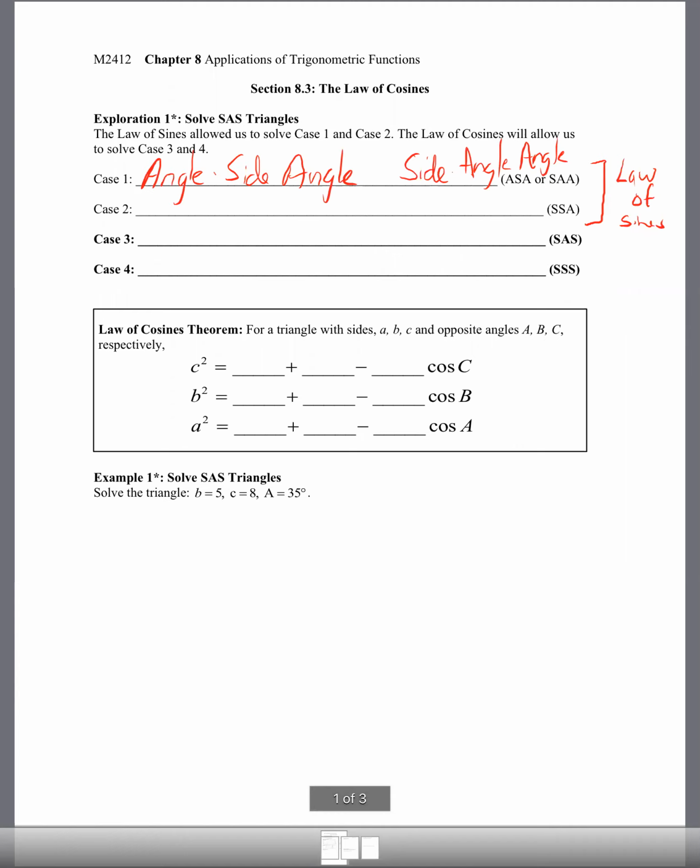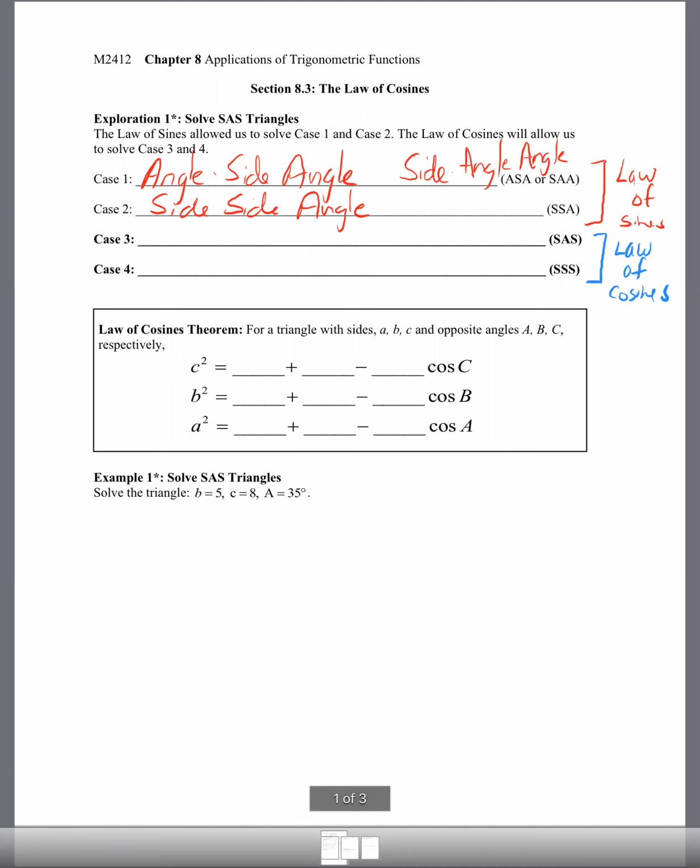The other one that we had for law of sines is when we have two sides given to us with a non-included angle. So if the given information hit one of these three different types of triangles, then the law of sines was used. Case 3 and case 4 will be the cases that we can apply what they call the law of cosines to.